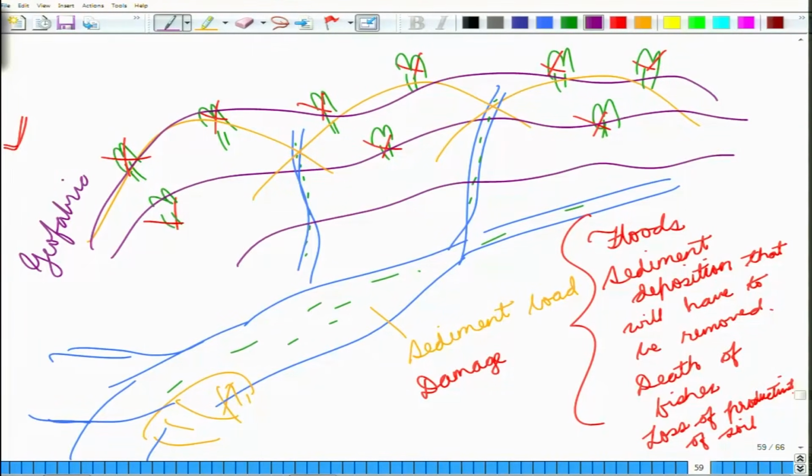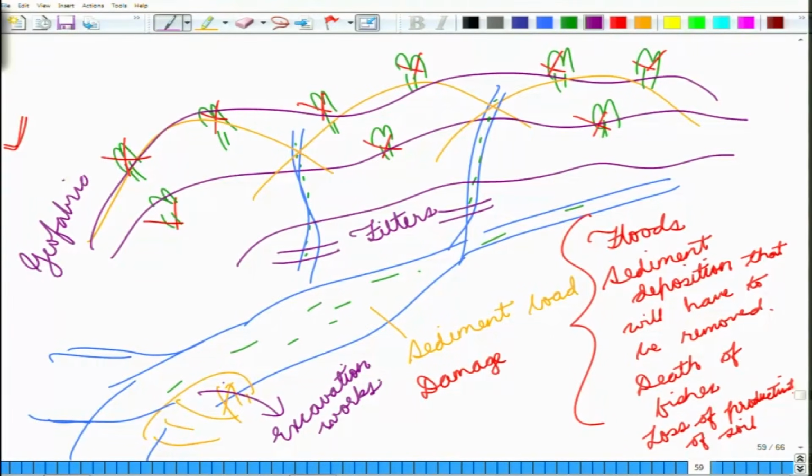So, I put some geofabric here, and maybe I will construct some filters here to ensure that this sediment does not get into the rivers, and in those areas where I am supposed to get a deposition of sediments, I will maybe go for some amount of excavation works, to avoid this damage.